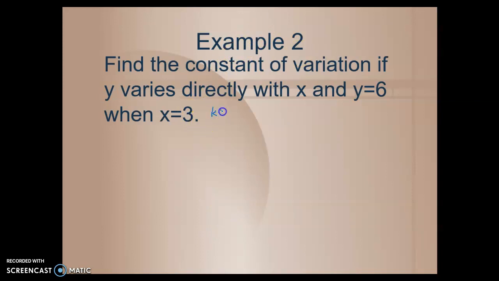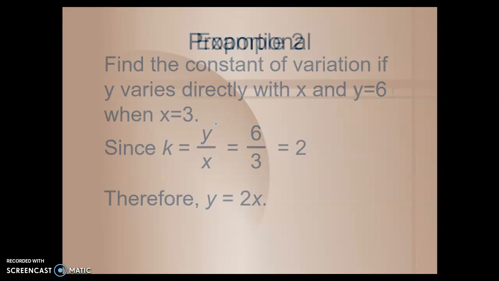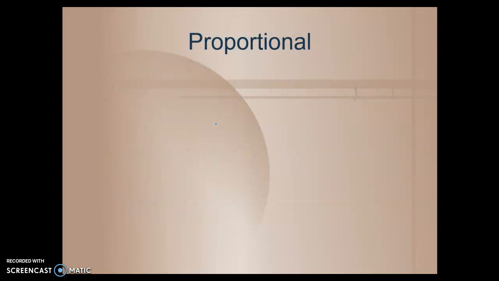Well, we're going to go ahead and write our constant of variation here. We know that y divided by x gives us our constant of variation. So let's plug in our numbers here: 6 divided by 3, and that tells us our constant of variation is 2. From there, we can write the function rule that y equals 2x, or f of x equals 2x.